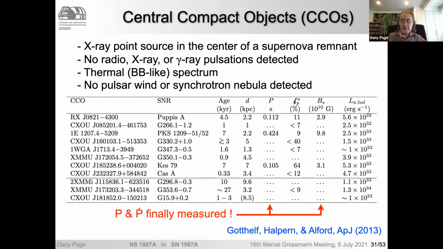Here's the pulse fraction of it. So they find this one has a very high pulse fraction, 64%, but this one 11 or 9%. So they're barely detectable. And so these are measured. The other one, I mean, there's no measure of P and P dot.